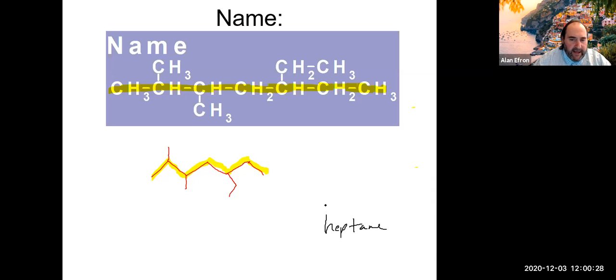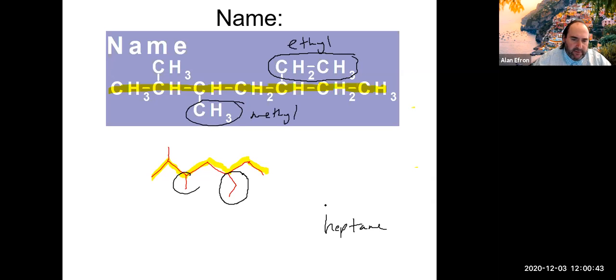We also then have a 2 carbon group here. That's going to be an ethyl group, and that would be this guy down here, by the way. We then have a 1 carbon group, which is a methyl here. And we have another 1 carbon group, which is a methyl here.